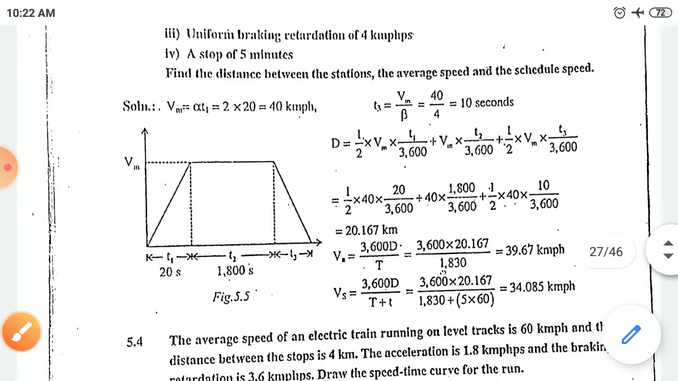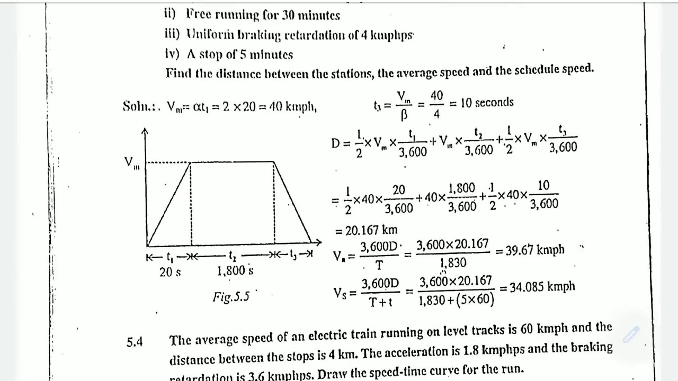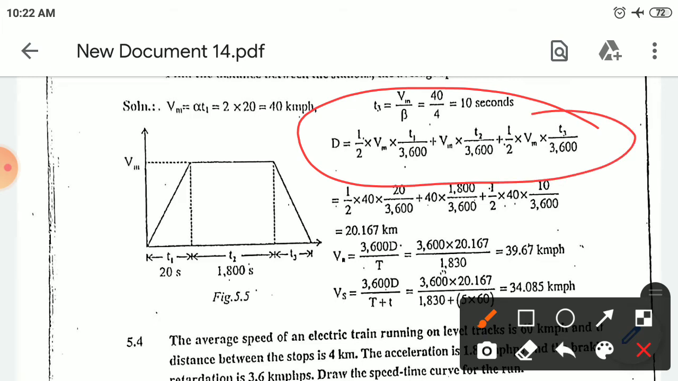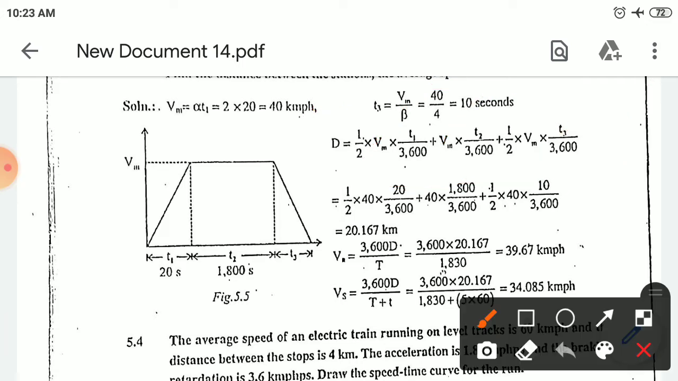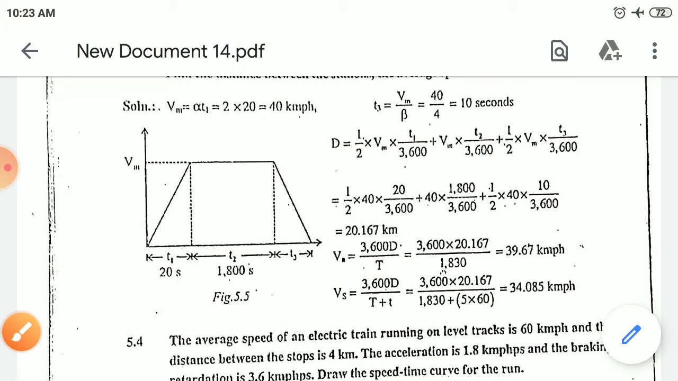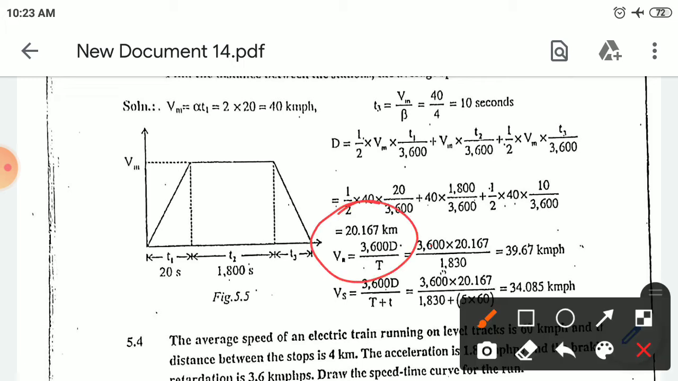Now to calculate D here, you take the first equation only, not the simplified one. Then substitute all the values: 1 by 2 Vm, T1 is 20 divided by 3600, and Vm, T1, T2, T3 you know. Substitute and calculate D directly. It is 20.167 kilometers.